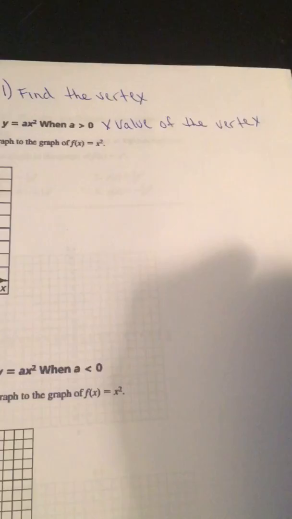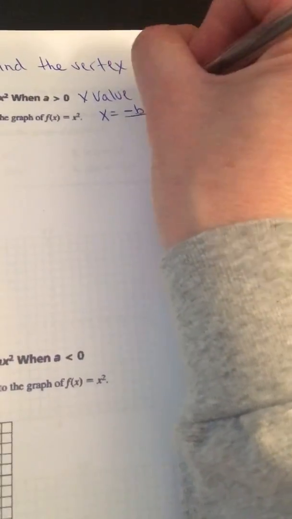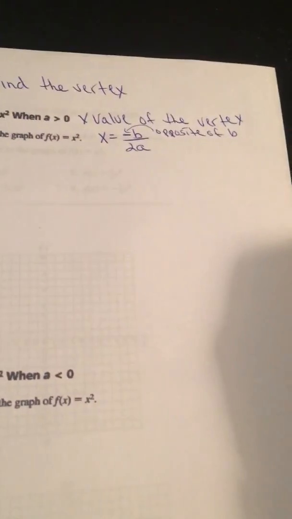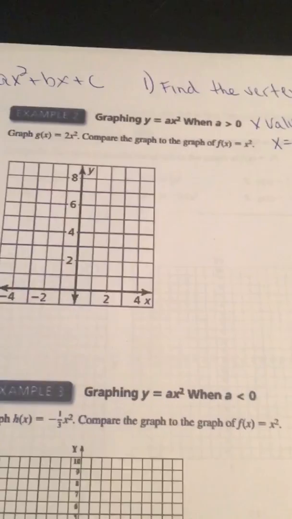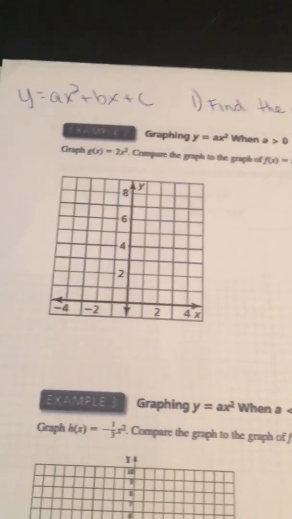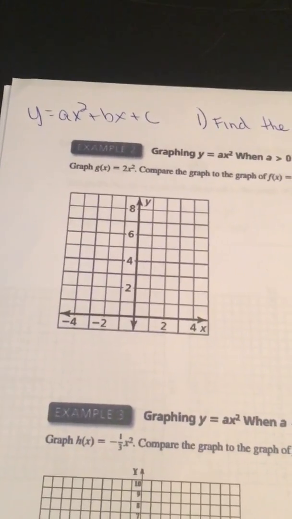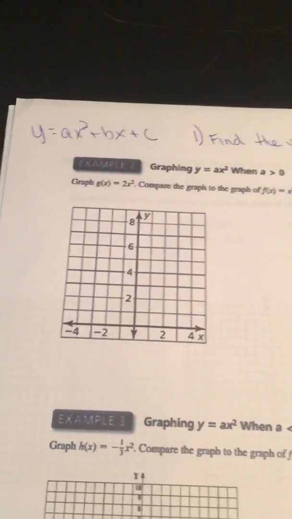Okay, stop the video at any point to catch up on notes. The x value of the vertex is x equals negative b over 2a. Or we could refer to that as the opposite of b over 2a. So when we look at our equation, g of x equals 2x squared, we're thinking of that as a quadratic in the form of y equals ax squared plus bx plus c. In the examples we do today, c will be 0 in all of the examples.